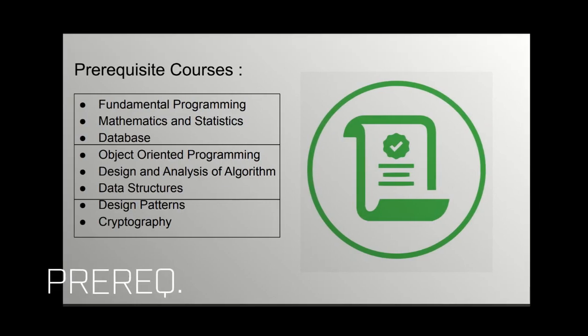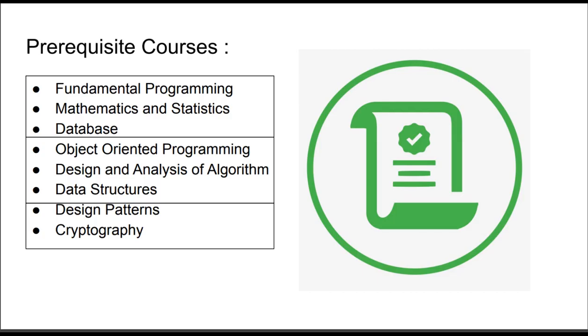Mandatory courses before we learn big data. It is divided into three parts. Most important, at least know. First one is fundamental programming, maths and stats, and databases. This is the most important section. Second one is object oriented programming, design and analysis of algorithms, and data structures. It is a part of important. Third one is design patterns and cryptography. At least we should know it.